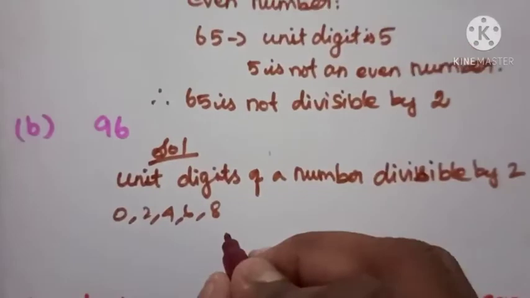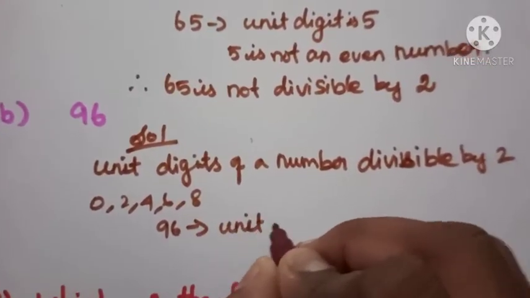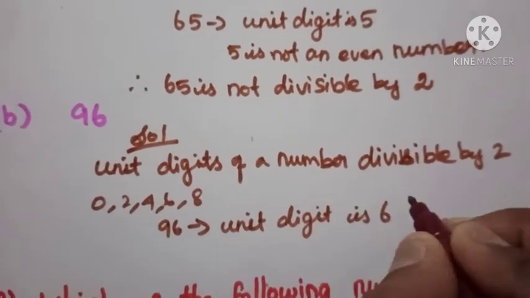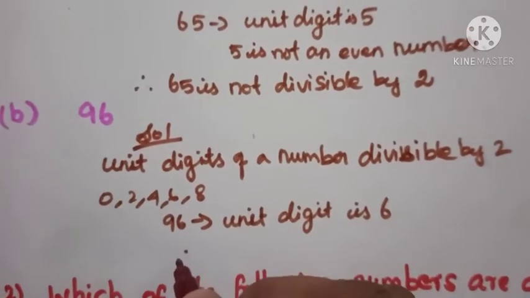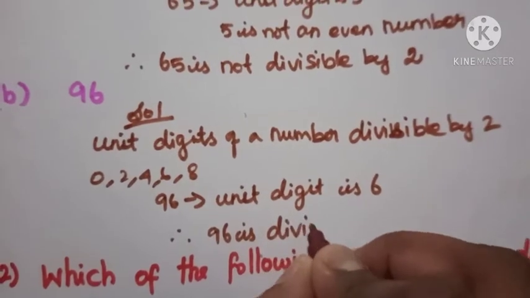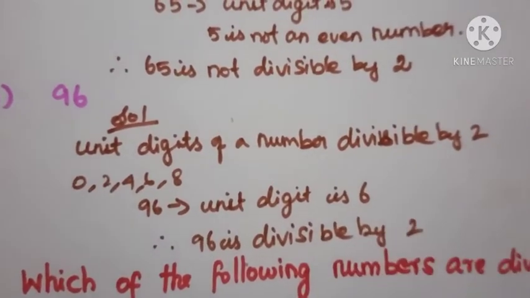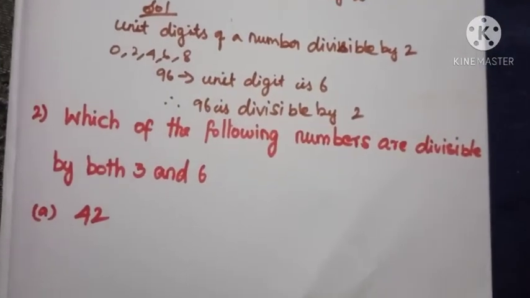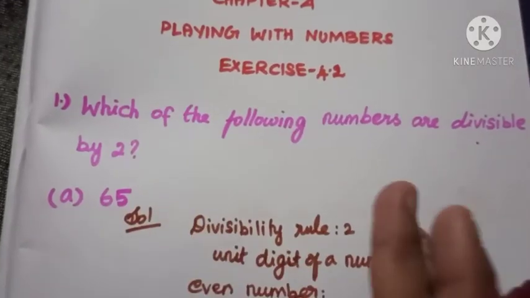So now you can take 96. What is the unit digit? Unit digit is 6. You can check with these unit places. So 6 is there. Therefore, 96 is divisible by 2. So next, second main, which of the following numbers are divisible by 3 and 6? So remaining questions from first main are homework.